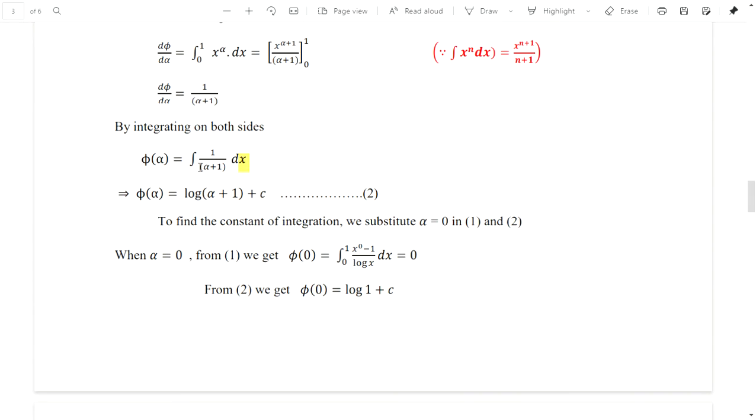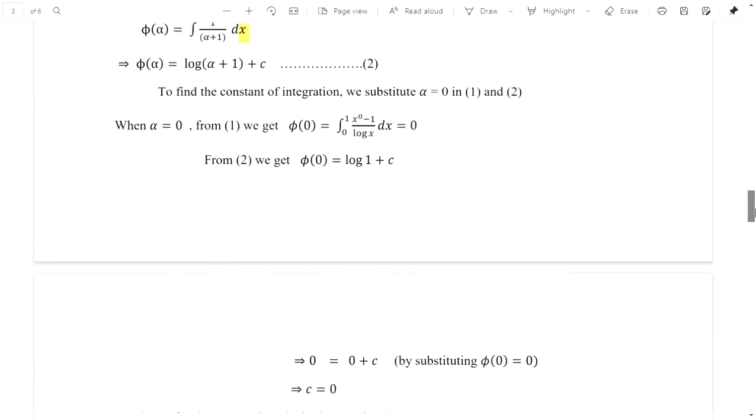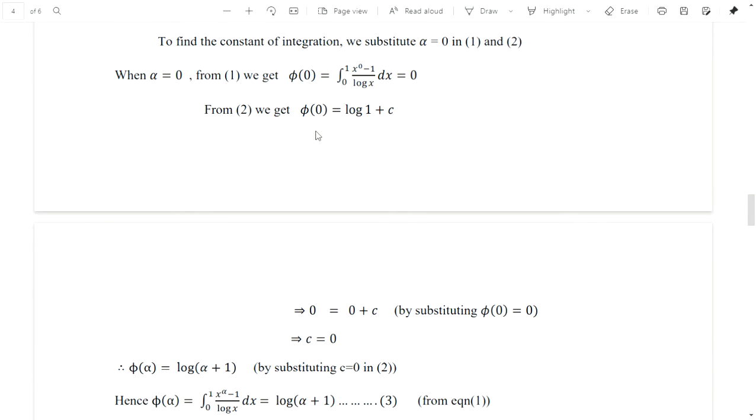So in this final answer, I will substitute alpha is equal to 0, so that I will be getting phi of 0 is equal to log of alpha is 0 plus 1, is log 1. Log 1 is 0. So phi of 0 is equal to log 1 plus c we will get. But log 1 is 0. And as we already discussed, phi of 0 is equal to 0. So substitute that phi of 0 value here. So phi of 0 becomes 0 is equal to 0 plus c. That implies c is equal to 0. Hence, phi of alpha is equal to log of alpha plus 1.